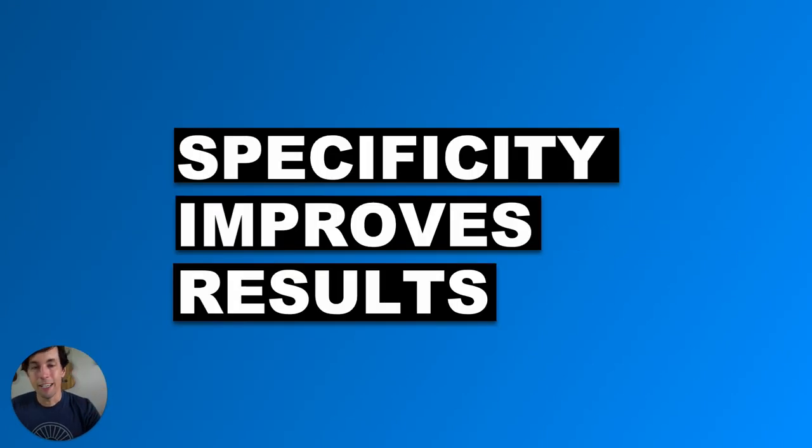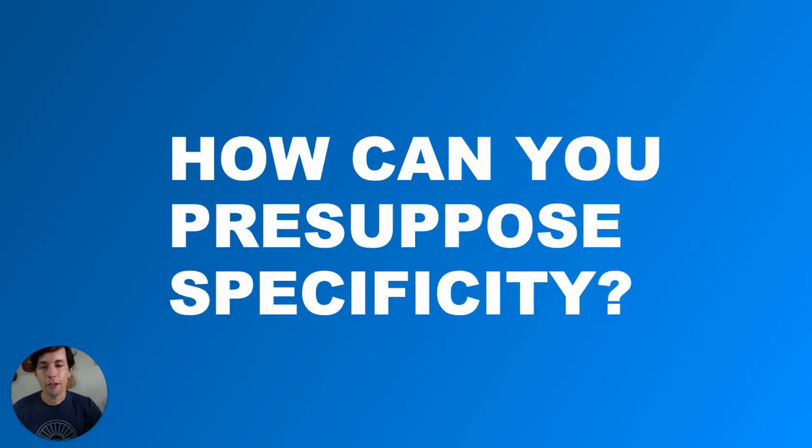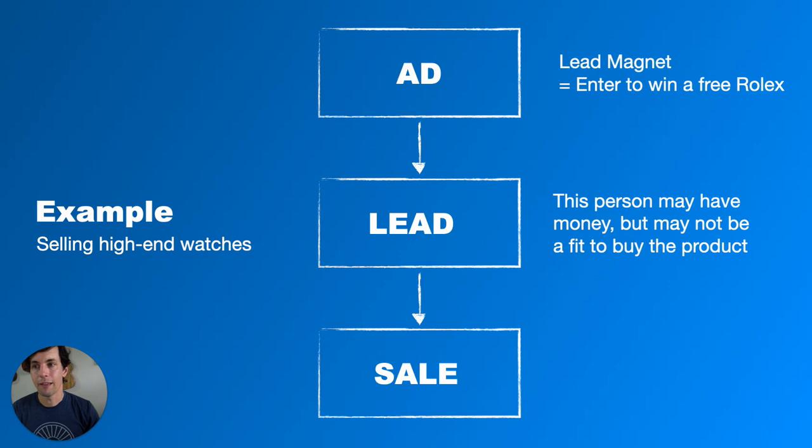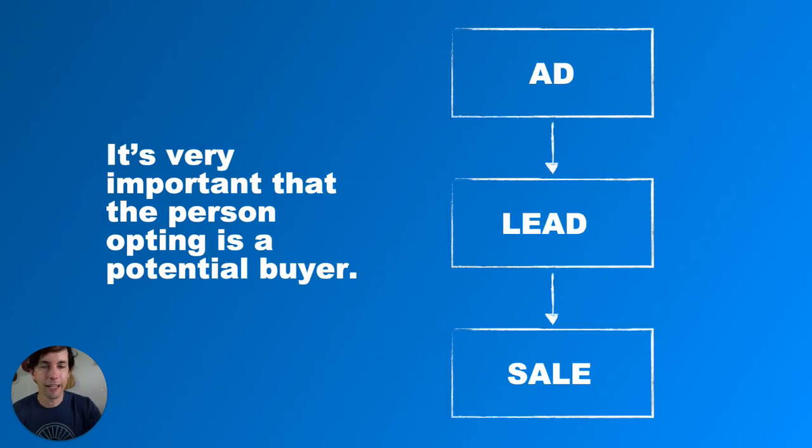Always, specificity improves results, especially when you're a small company and you need to attract a very specific person. Think about these ideas. How can you presuppose specificity into your ads so that you can hit the bullseye on your Facebook ad and get leads at cheap prices, but make sure that those leads are amazingly targeted and that they're going to come down your funnel and eventually be people that could purchase. There's nothing worse than paying a lot of money for leads and having zero convert.